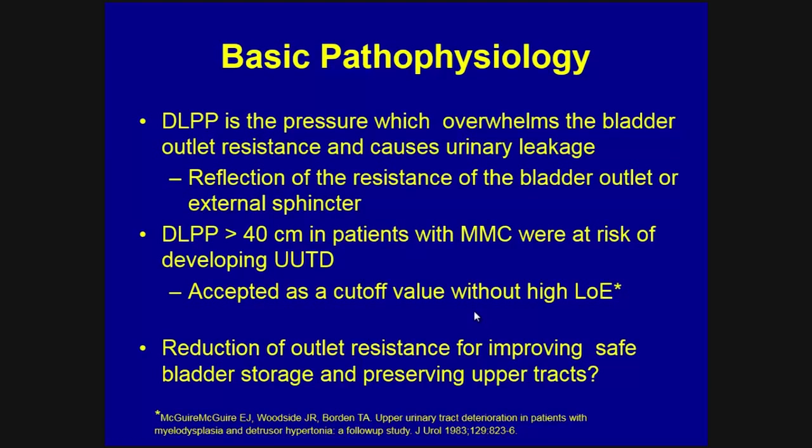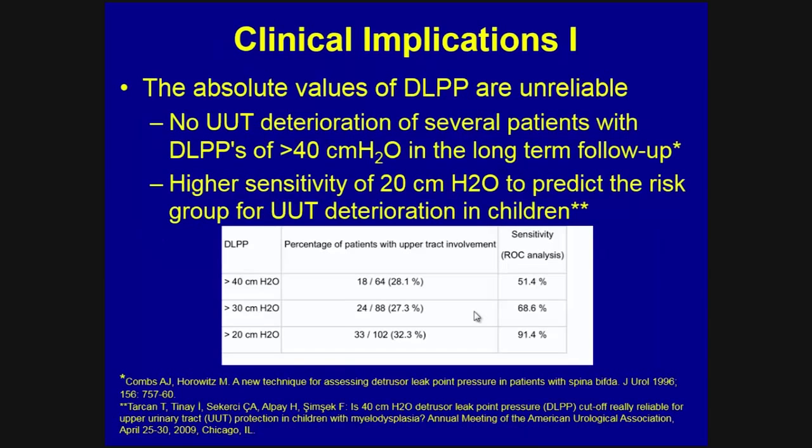However, there is no certain cutoff value that we can rely 100% on. The accepted cutoff values that we use today, especially McGuire's 40 centimeters of water, doesn't have a high level of evidence. In our treatment policies, reduction of outlet resistance for improving safe bladder storage and preserving the upper tract is targeted. For this, finding an absolute value of the LPP is very important for us. However, is it really possible?